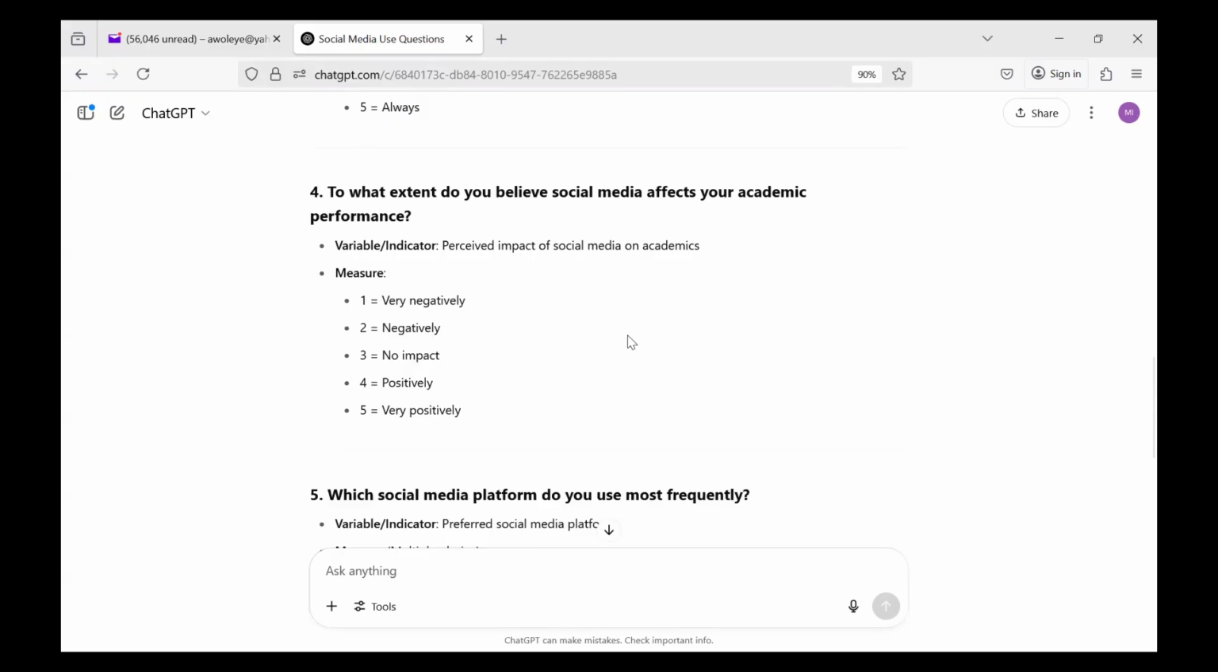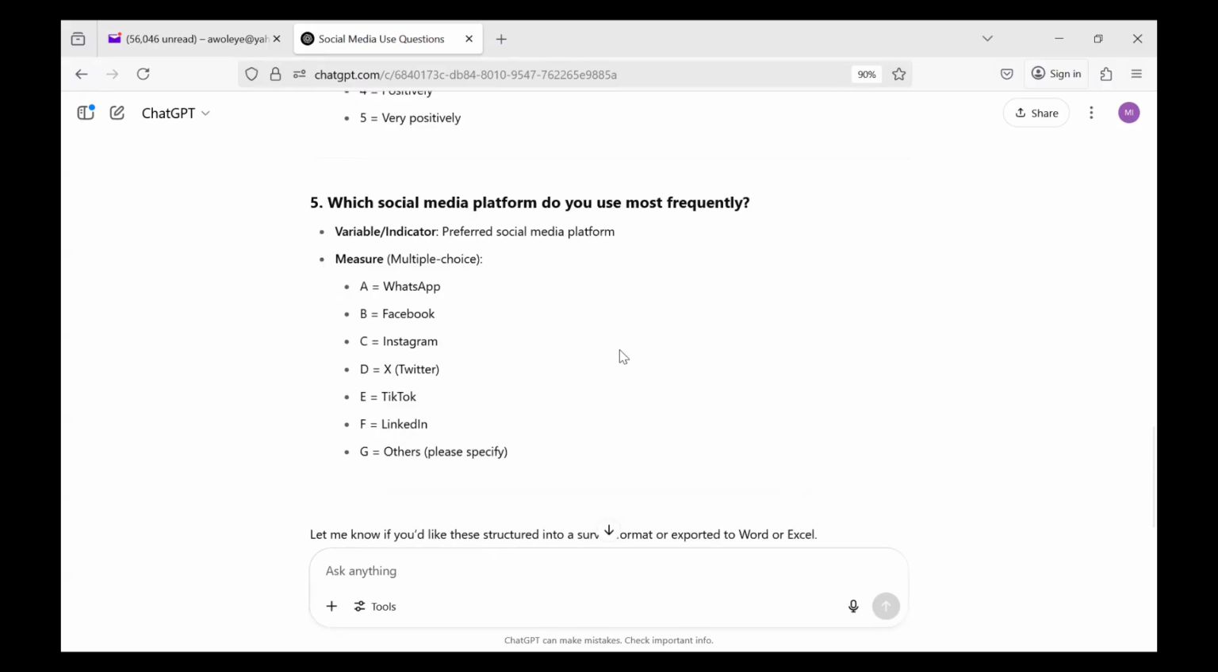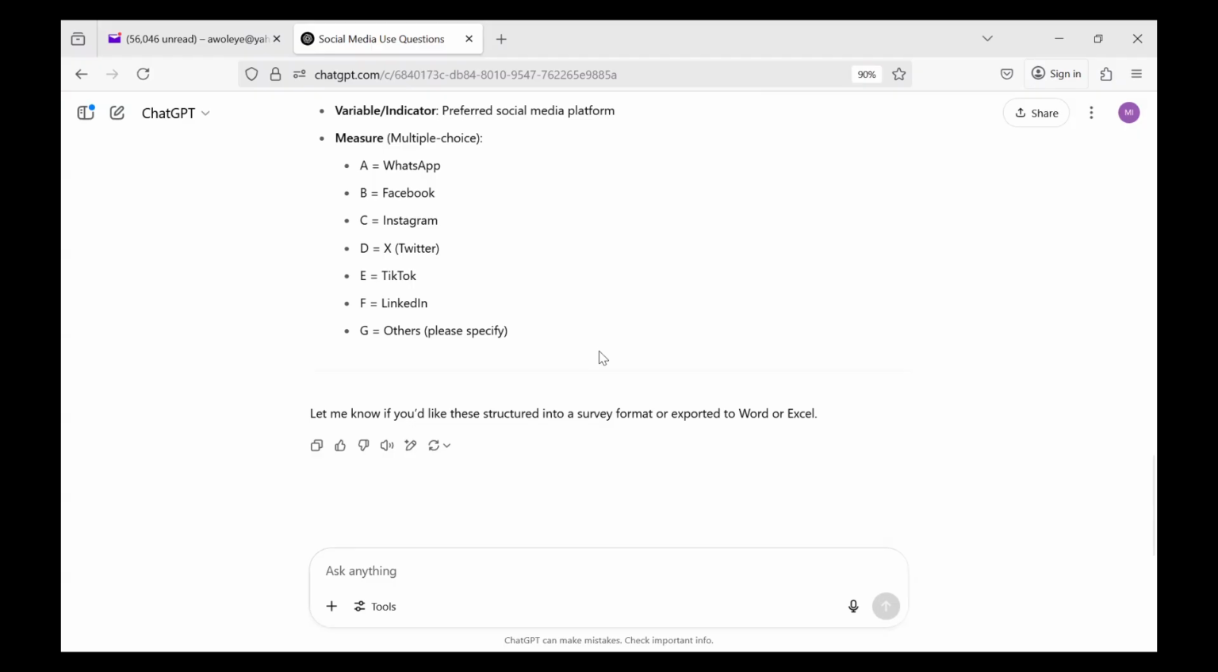Then the other one here, what type of data is this? Ordinal. This is also ordinal. Excellent. I'm happy you are getting this. Look at this. What will you say about this? Which social media platform do you use frequently? Which of them do you use most frequently? And the measure here is multiple choice. Which one is it? Nominal. Excellent. This is nominal. Yes, you are getting it.